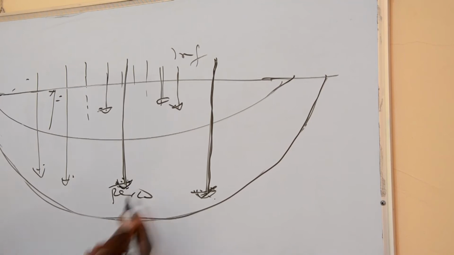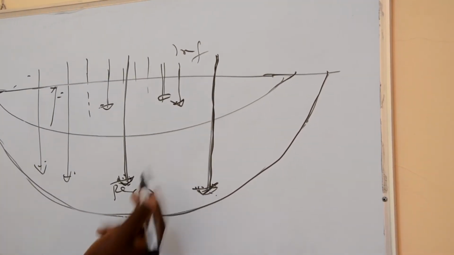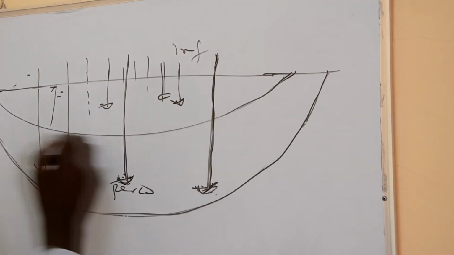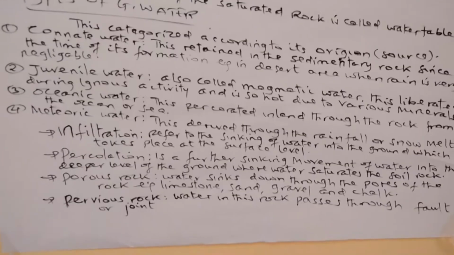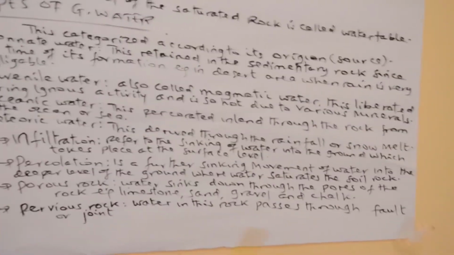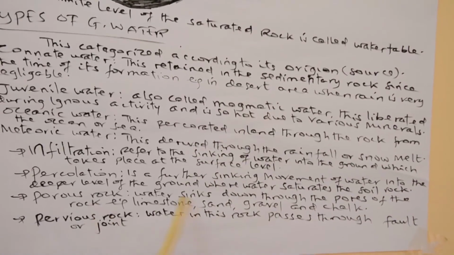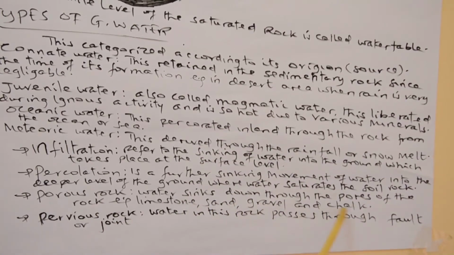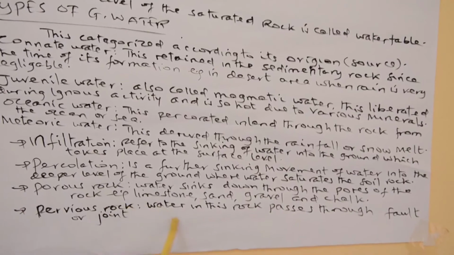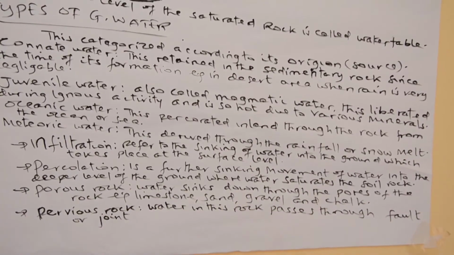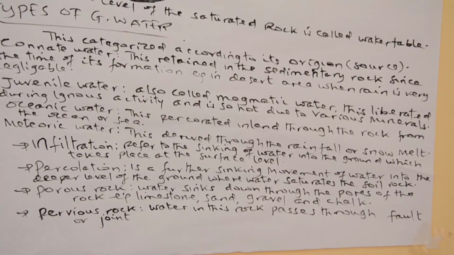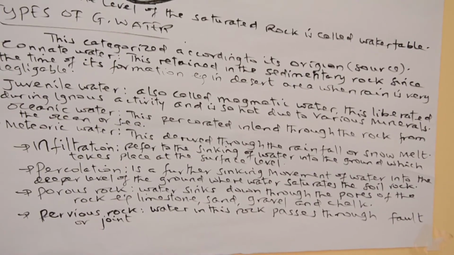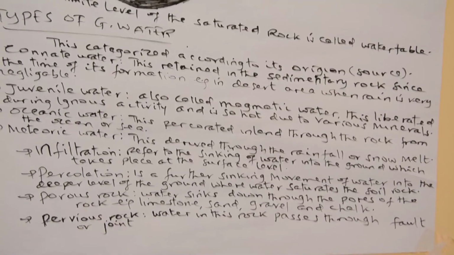But the main purpose is to reach the area of the water table acting as the aquifer rock. Not only that, there is another terminology here, which is called porous rock. Water sinks through the pores of the rock, or limestone, or sand, or gravels, or charcoal. Dear students, you have to remind yourself of the meaning of porous. Porous is a word which comes from the word pore.